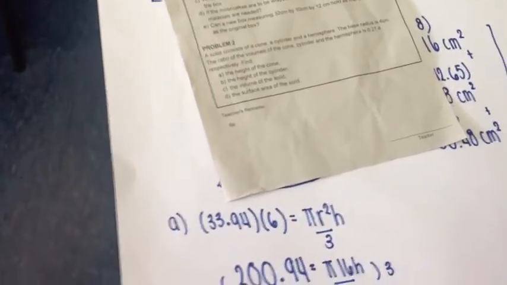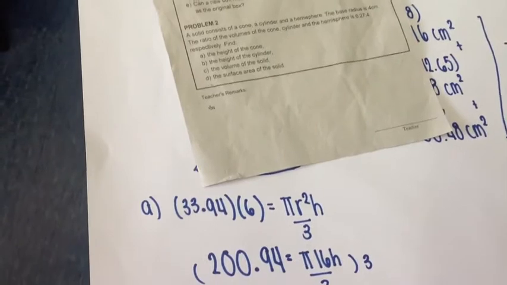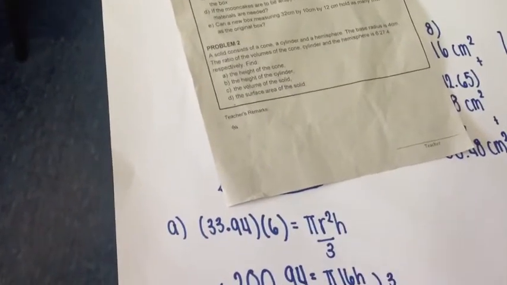Today, I'm going to teach you how to solve for the volume and surface area of certain objects. Our problem for today is a solid that consists of a cone, a cylinder, and a hemisphere. The base radius is 4 cm. The ratio of the volumes of the cone, cylinder, and the hemisphere is 6:27:4.